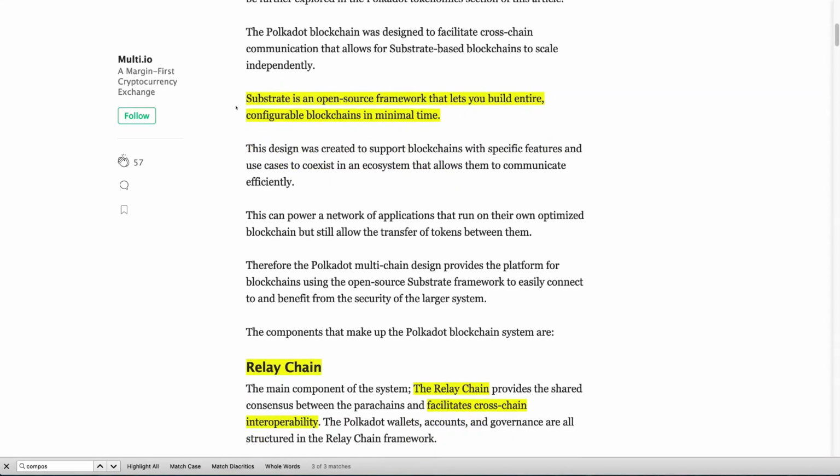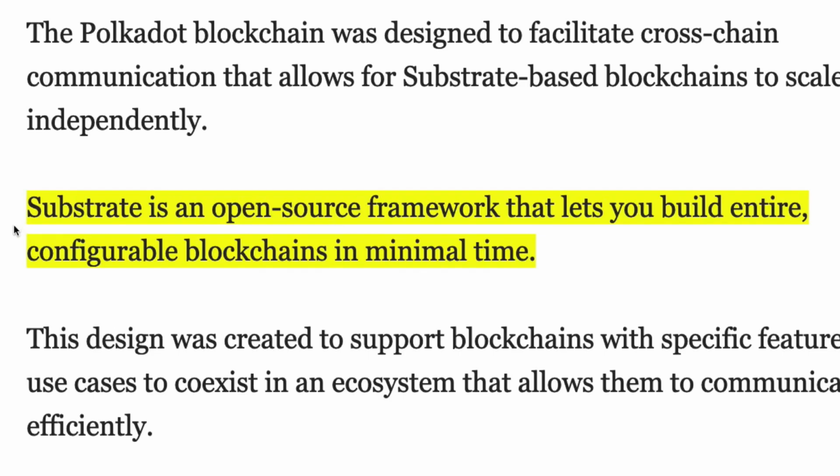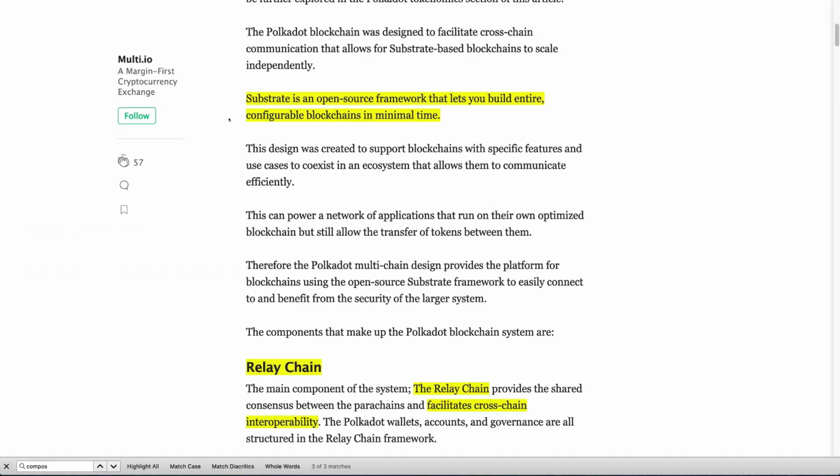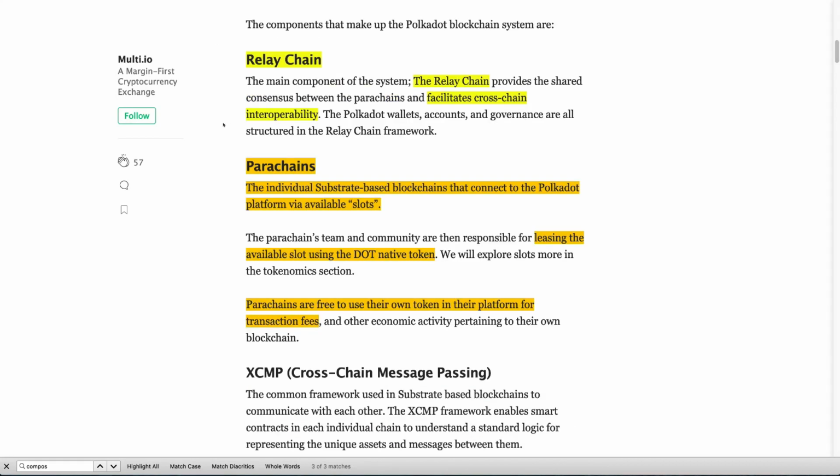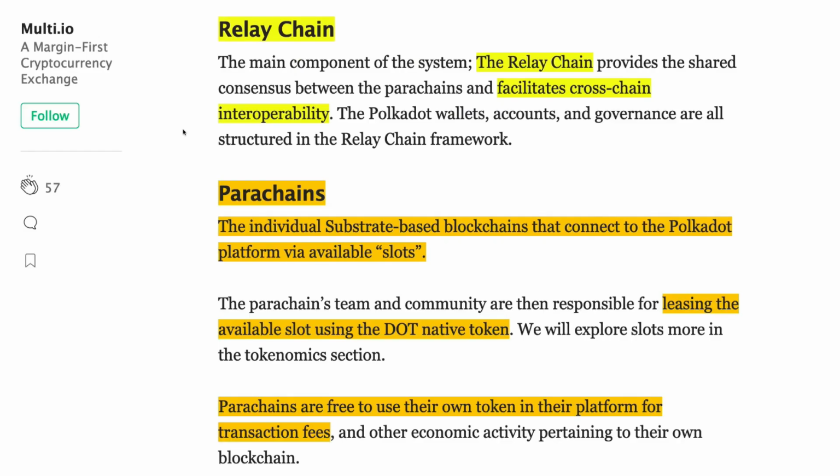So Substrate, of course, is an open source framework that lets you build entire configurable blockchains in minimal time. Okay, so this is the backbone of the whole Polkadot ecosystem, this Substrate. This is what allows you to build these blockchains. Now, the components that make up the Polkadot blockchain system are the relay chain and the parachains. So basically the relay chain is the main chain. It's the one that facilitates cross-chain interoperability.